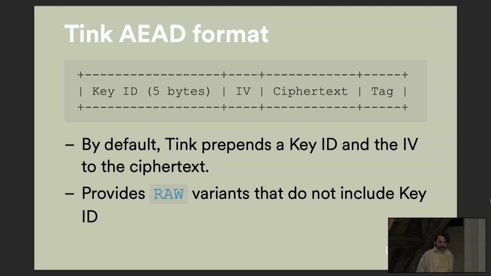There are also raw variants. So if you've got to implement some kind of spec that says the exact format that messages have to take, then you can use these raw variants, and then you won't get this key ID written out. But in that case, you either have to communicate it in some other way, or it will fall back to just trying every key in the key set, which is not insecure, but it is potentially slower.